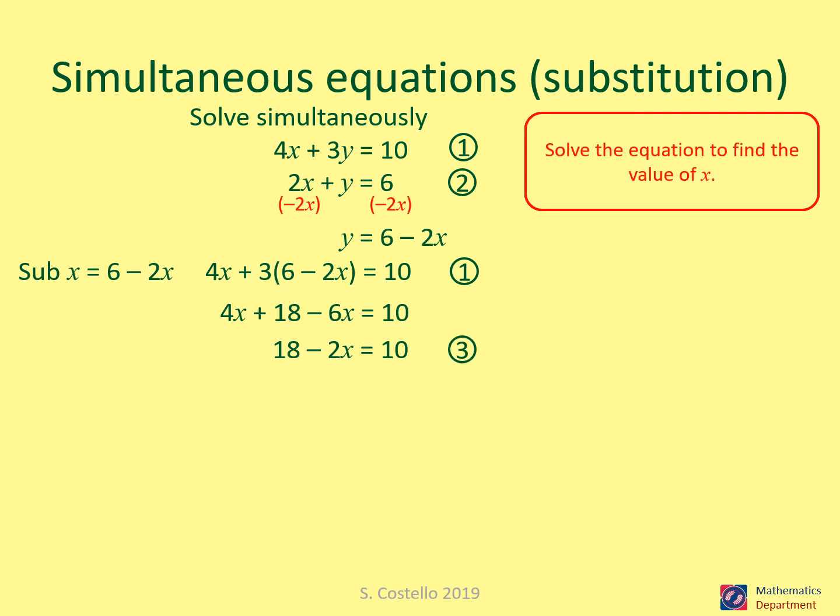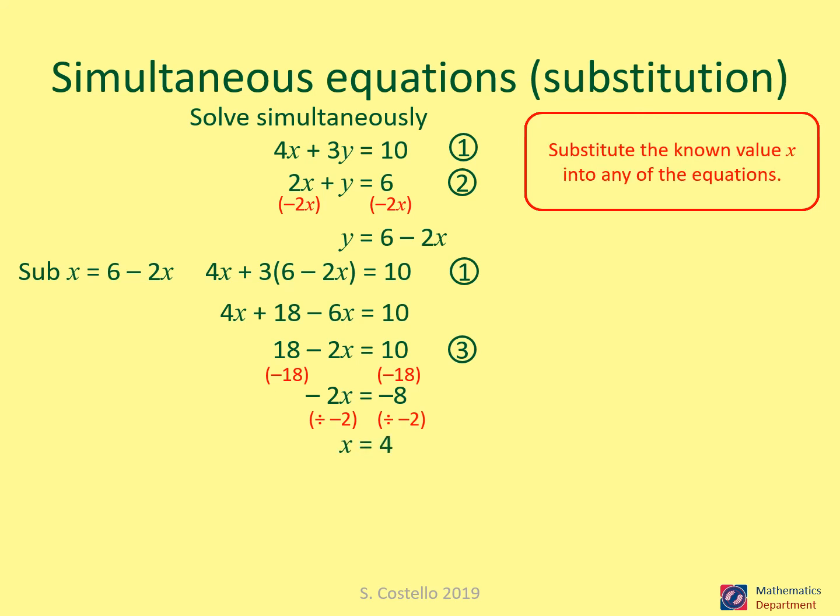Now we have a new equation. Now we're going to solve this equation to find the value of x. So minus 18 from both sides. So we have minus 2x equals minus 8. Divide both sides by minus 2, and we end up with x equals 4.